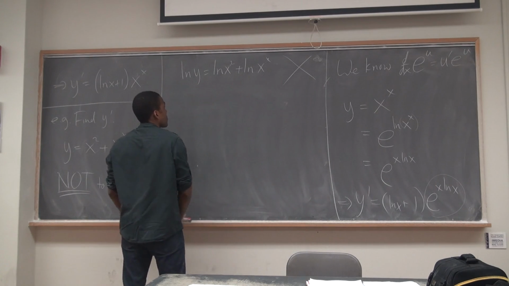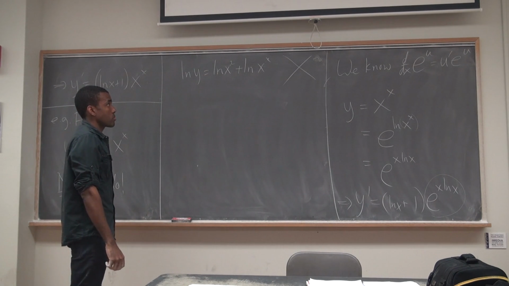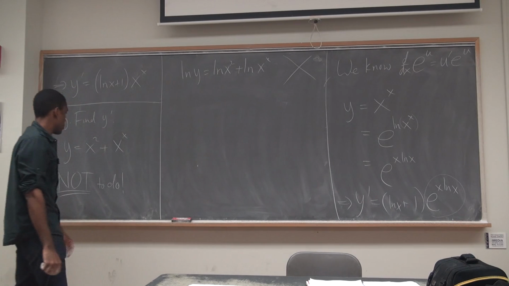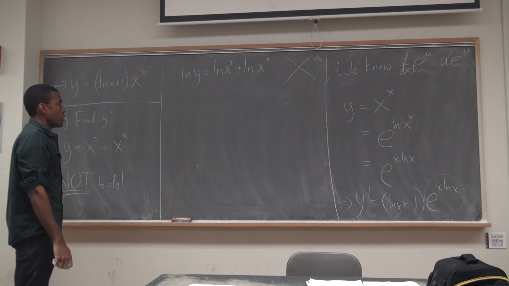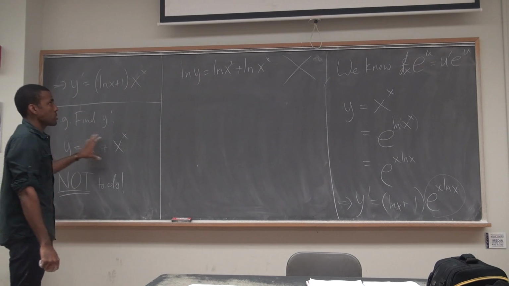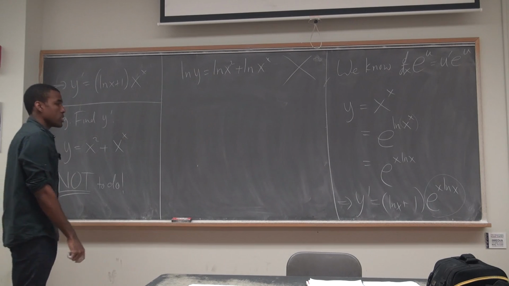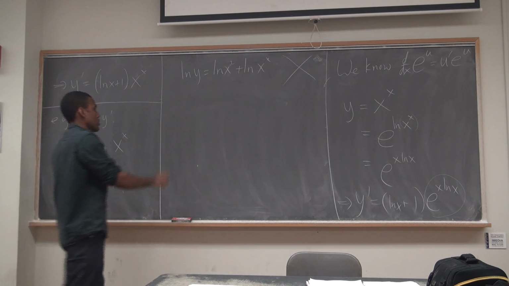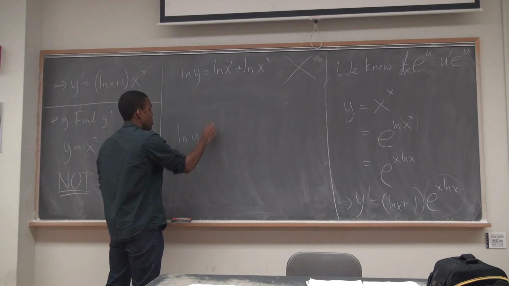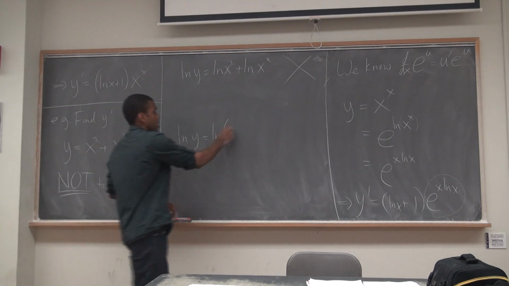If you're assuming that ln of x squared plus ln of x to the power of x is the same thing as x squared plus x to the power of x. The idea is to do log differentiation. What was the first step? We had to log both sides, right? So then I would say ln of y is equal to ln of, I have to log the entire side. Yeah.